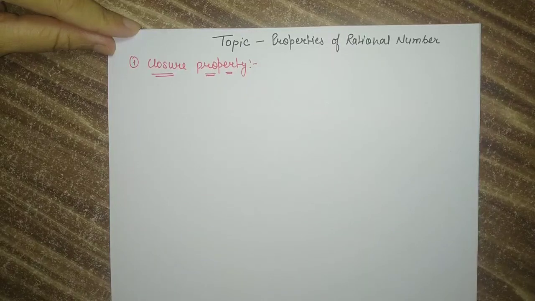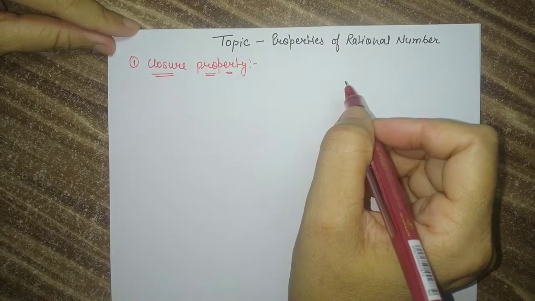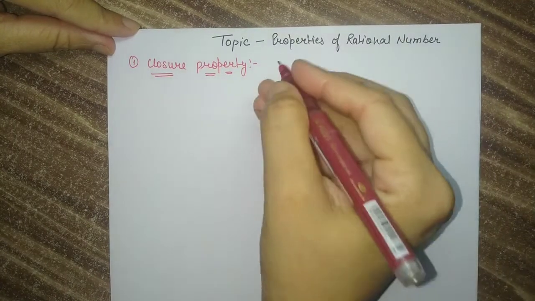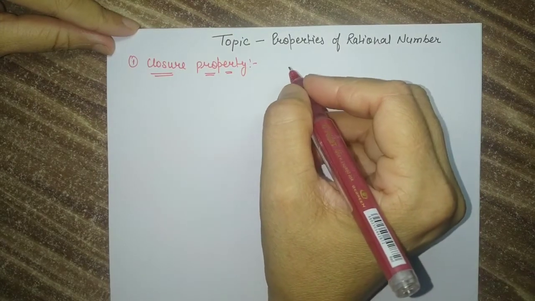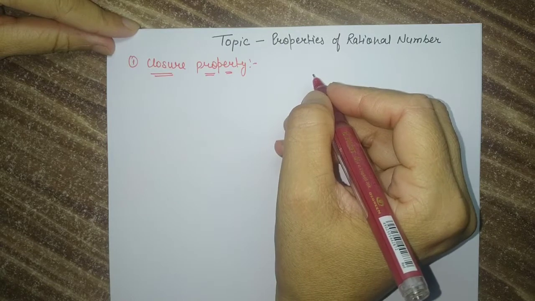Good morning, students. Our today's revision topic is properties of rational numbers in case of multiplication. So the first property is closure property. According to the closure property, the product of two rational numbers is also a rational number.